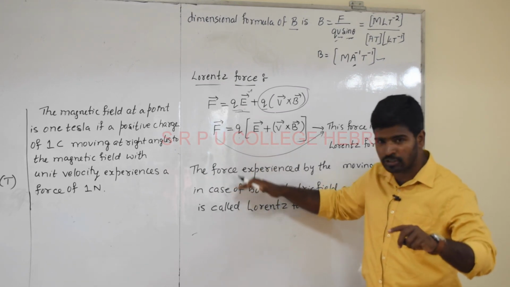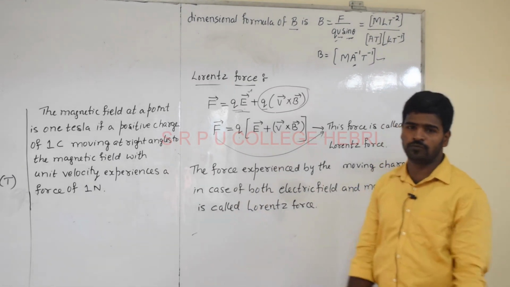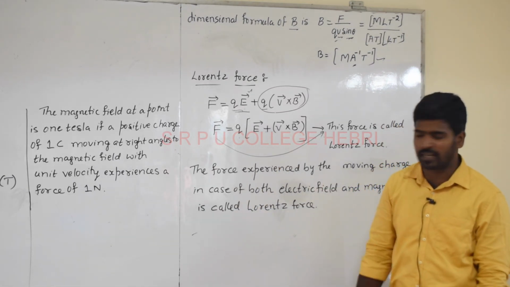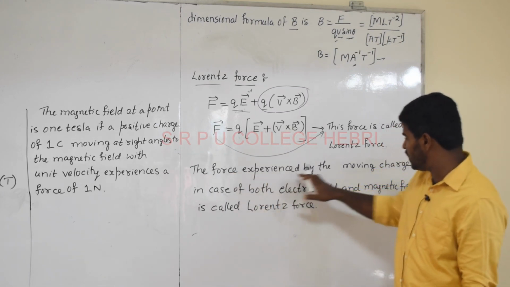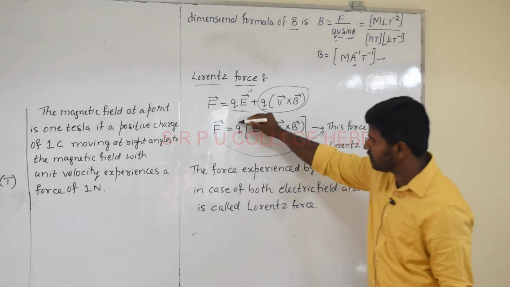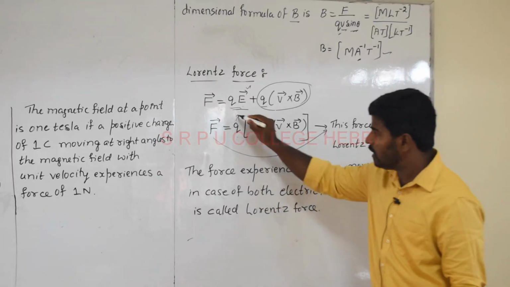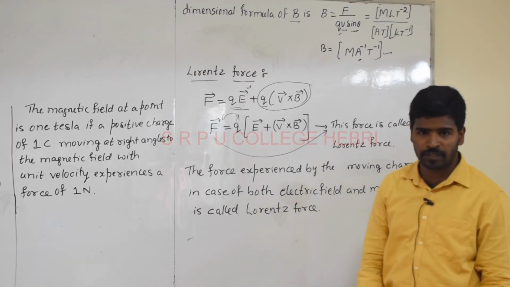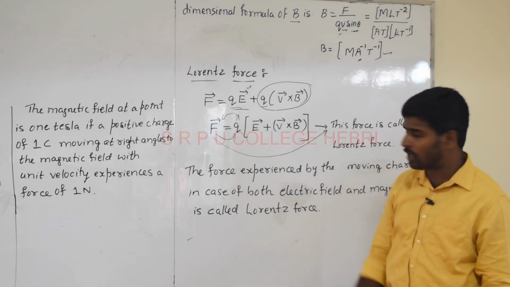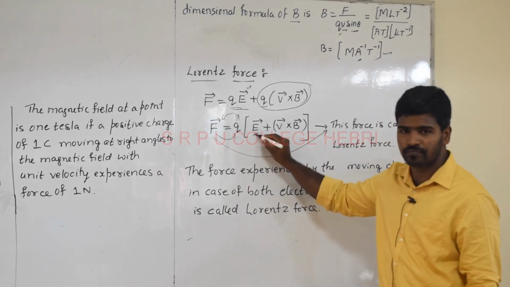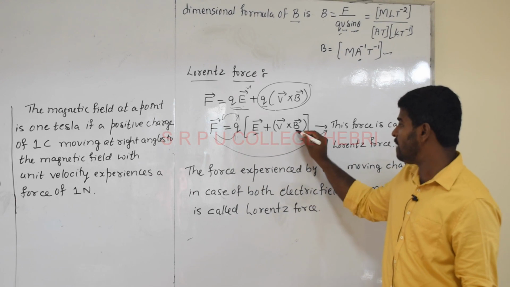In the model paper they have asked the question: define the Lorentz force in case of magnetism. Yes, what is the definition? The force experienced by the moving charge. See here, the force experienced by the moving charge in case of both electric field and magnetic field.